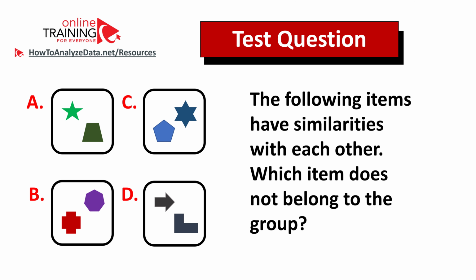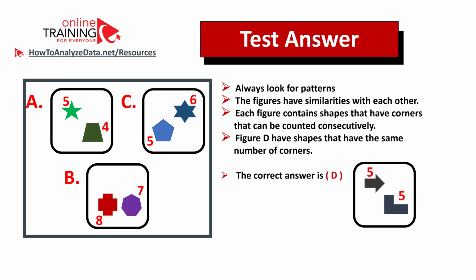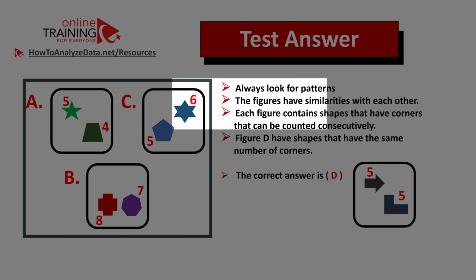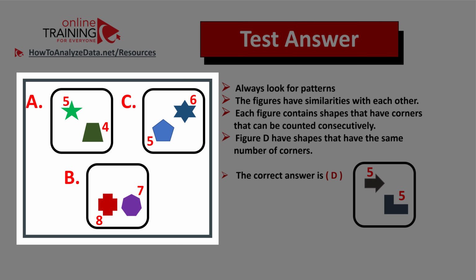Did you figure out the answer? Let's continue to see how we can solve and get to the correct solution together. As usual, my advice to you, always look for patterns. And the pattern here is number of corners. Each particular shape has certain number of corners.